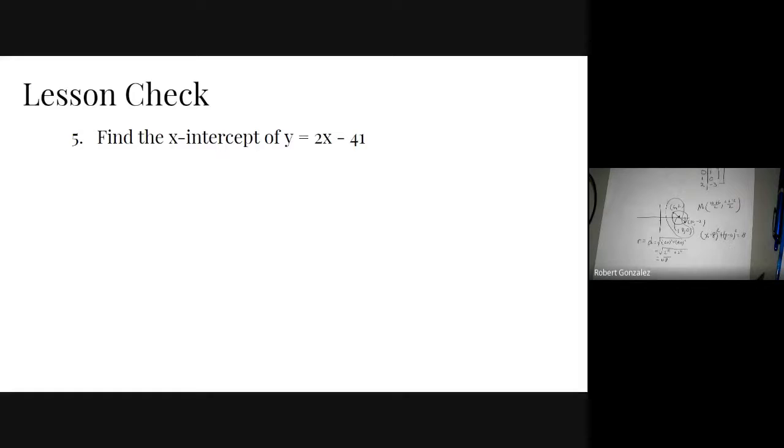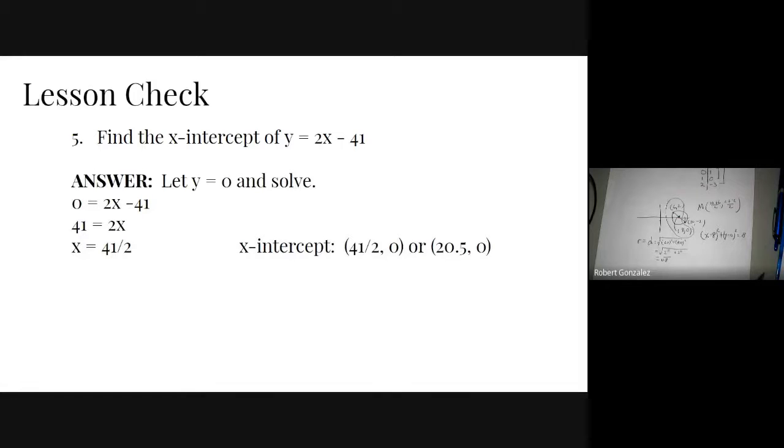Okay, let's see what my answer comes out to be. I get 41 over 2, just like you said, but, well, that's it. 41 over 2, comma 0. Be sure if you say "and," that means comma, not plus. You can also do a decimal, just like I said. Good.